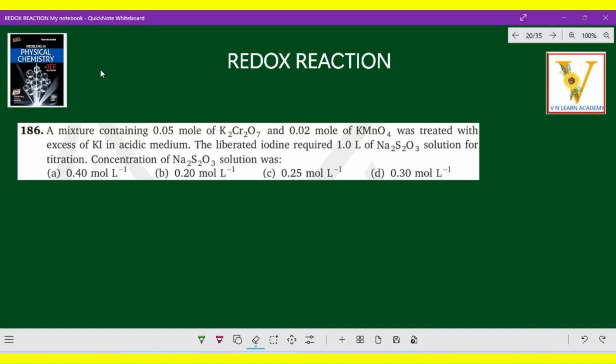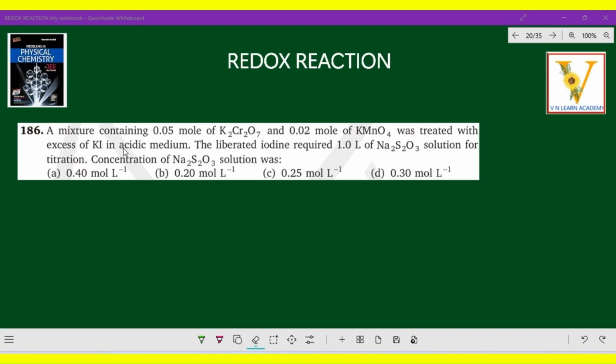Students, today we are going to see some more interesting and important questions from Narendra Avasthi sir's physical chemistry, redox reactions. Come on, let us discuss a few more questions from this session.